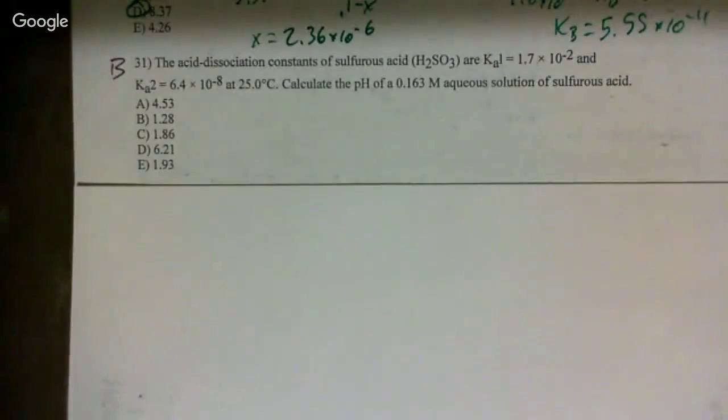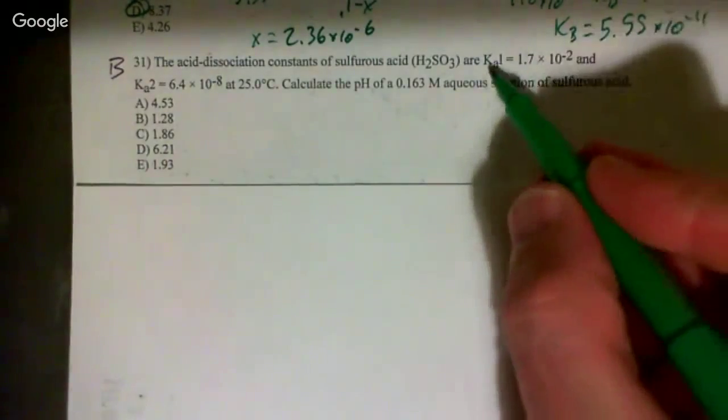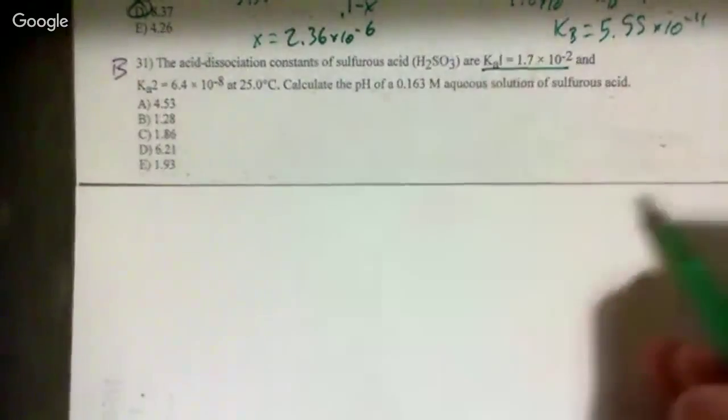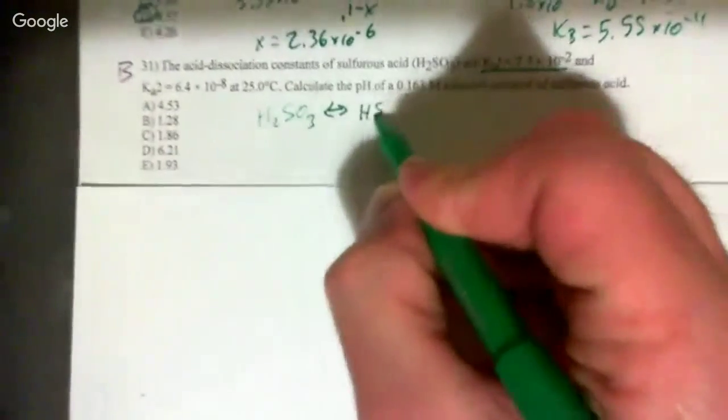Here's the wonderful thing. You look at this and you're like, oh no, Ka1, Ka2. We have to remember that most of the hydrogen comes from the first dissociation. So we're really going to be focused on the Ka1. Our sulfurous acid, H2SO3, is going to break apart into HSO3 minus and H3O plus, to the tune of 1.7 times 10 to the negative 2.